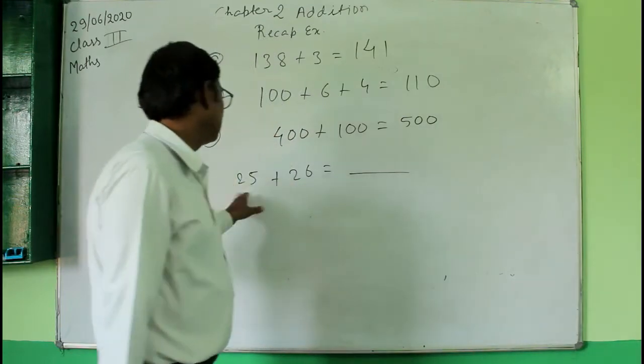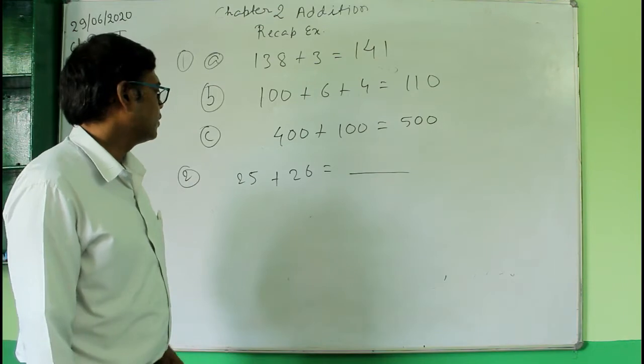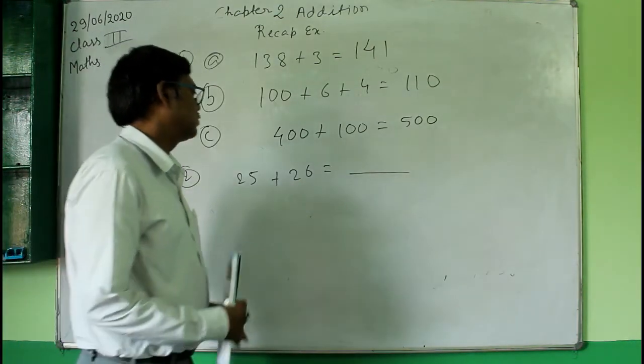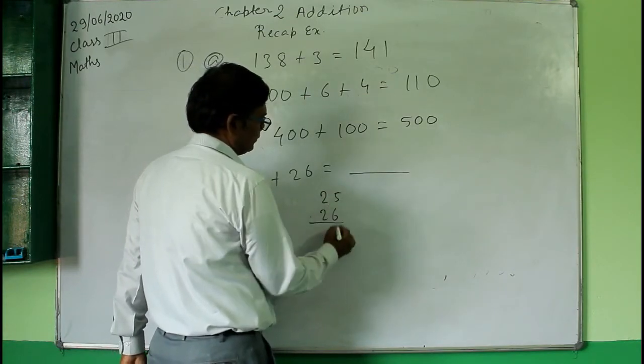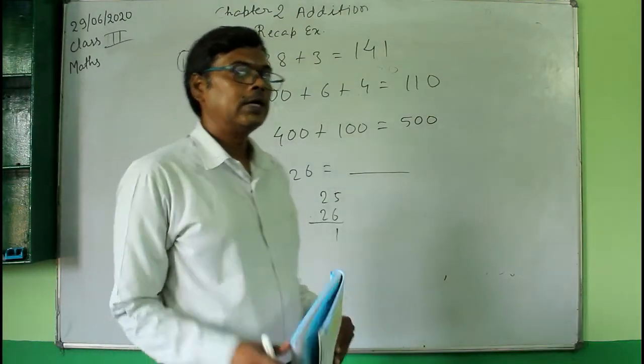So here when you add these two numbers you will get the answer and that will be the missing number. So कैसे प्लस करेंगे इसको? तो 6 plus 5 है ना, तो यहाँ पर अपने लिख लो 25 plus 26 कितना हो जाएगा? 6 plus 5 is 11.